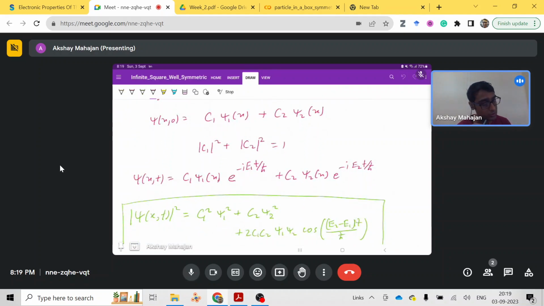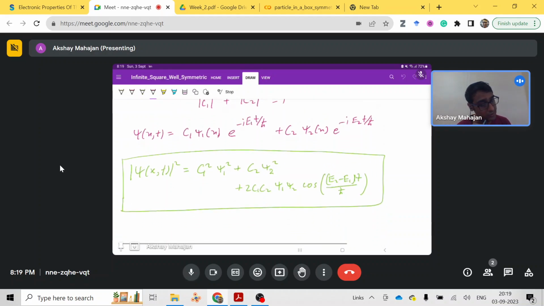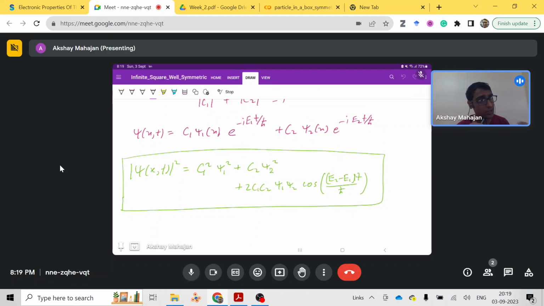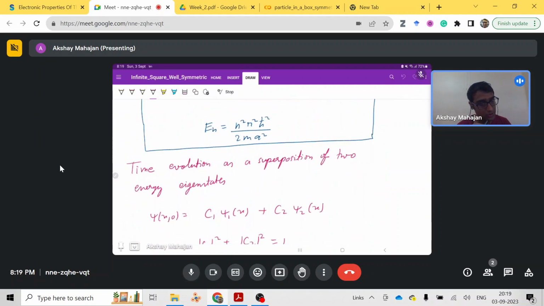The summation of c squared will be 1, so mod of c1 squared plus mod of c2 squared equals 1. And as we have done in problem number 2, this probability distribution function will come out like this, with a cosine function. Alright, so we are going to use these things.